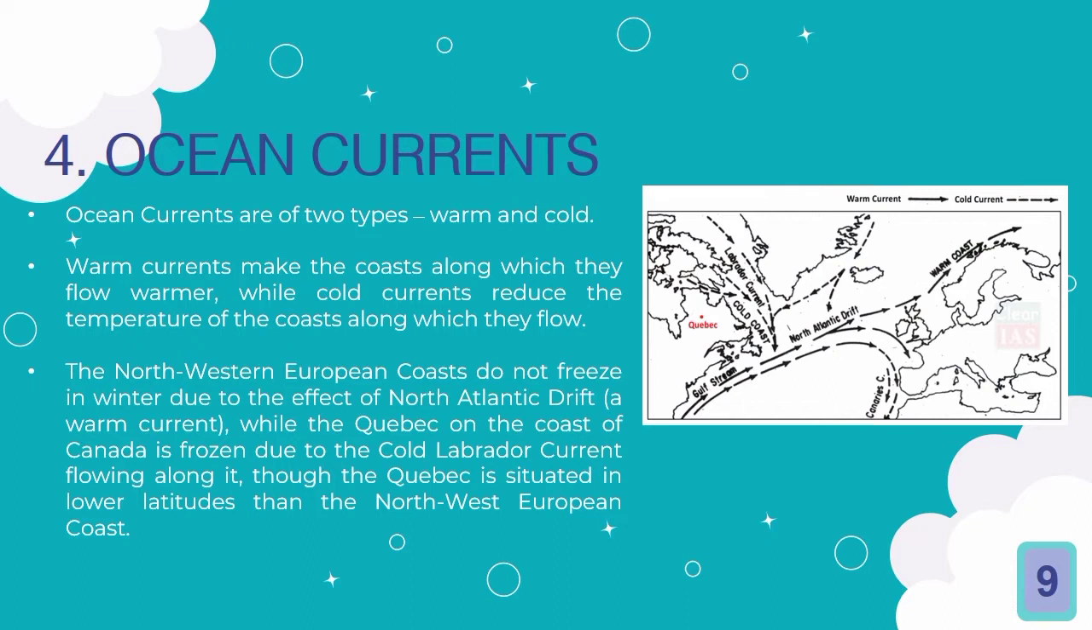So, the warm currents give a warmer flow, and the cold currents give a colder flow, or they reduce the temperature of the coast along which they flow. The best example is Quebec, as in the picture. Quebec is geographically placed in a lower latitude, but because of the cold Labrador current, it can experience snow and cold breeze, or cold weather.